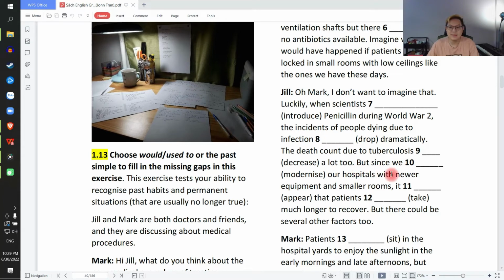Number 10, but since we modernized our hospitals with newer equipment and smaller rooms, it appeared that patients took much longer to recover. But there could be several other factors too. So number 9, 10, 11, and 12 are all single completed actions. Số 9, số 10, 11 và 12 đều là những hành động mà mang tính hoàn thành rồi và đơn lẻ trong quá khứ. Cho nên là past simple thôi, quá khứ đơn thôi.